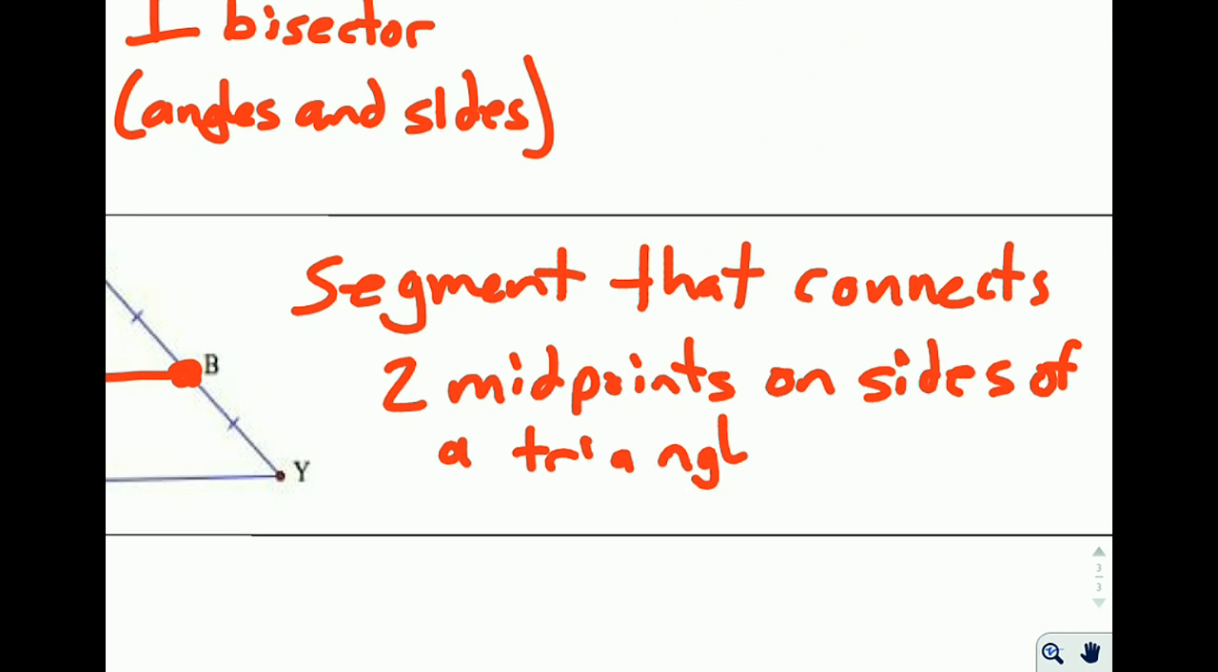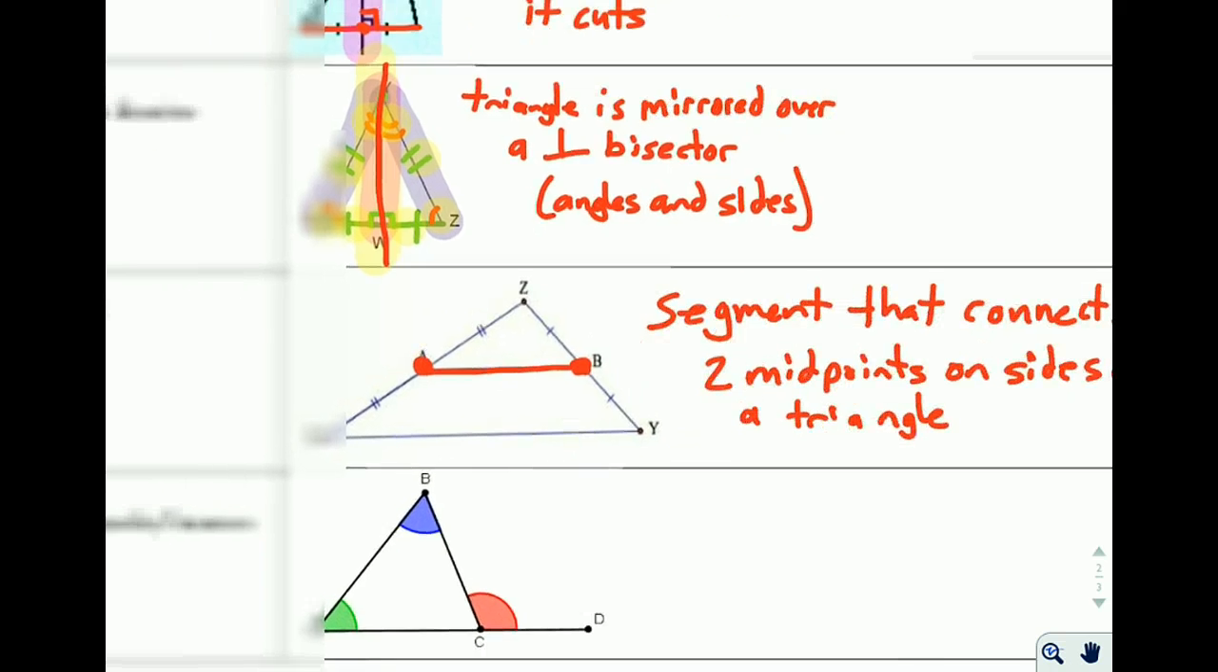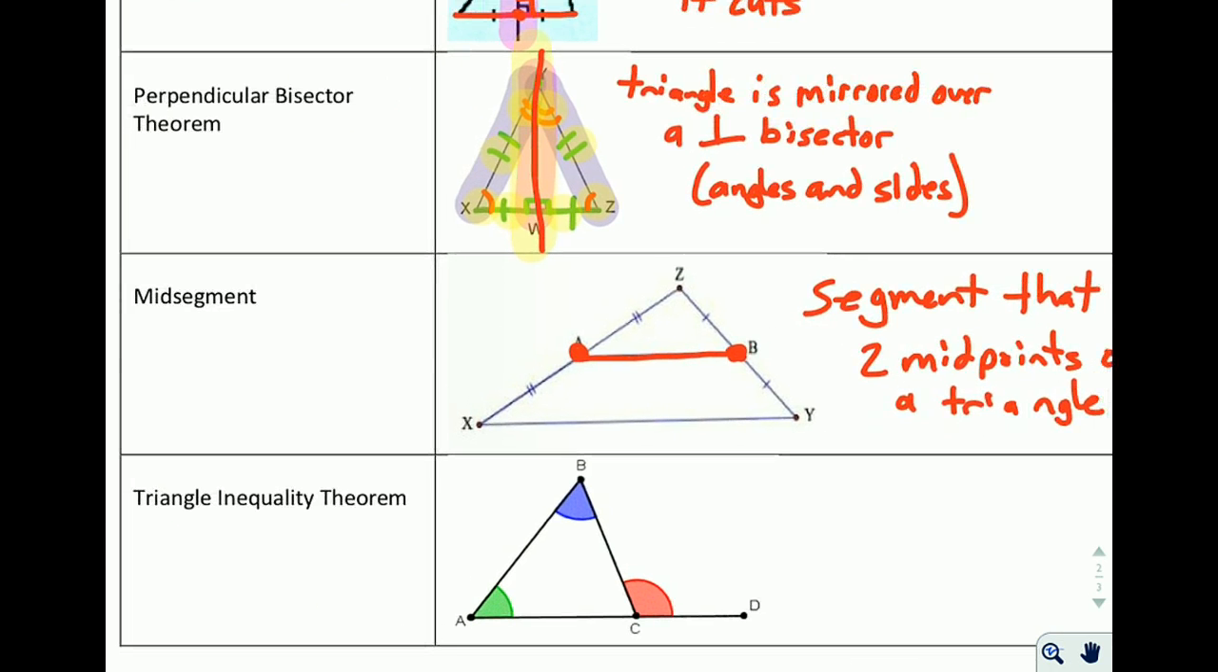And if you sound out the word, if you forget what a midsegment is, just think about what it is. Mid, so it's talking about midpoints. Segment, it is a segment. So a midsegment is exactly what it sounds like.